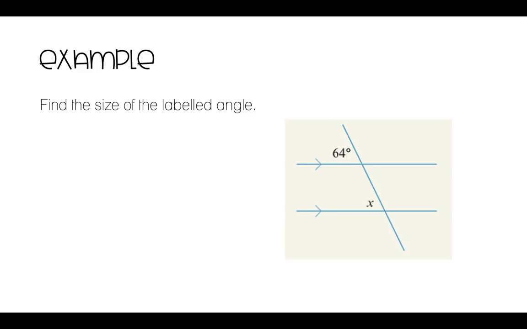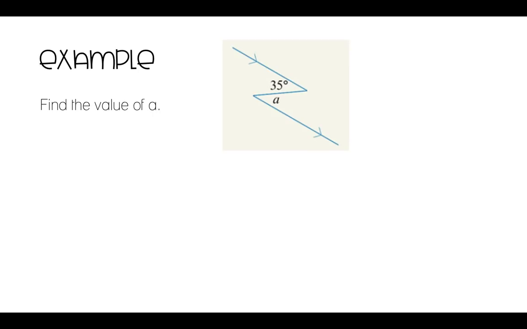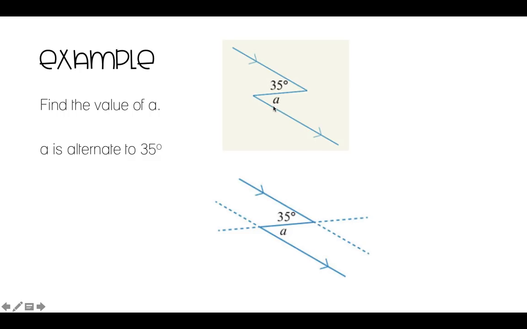Okay, so X and 64 are corresponding. That means that they are equal. So X just equals 64 degrees. And our last example, so we're going to find the value of A. Now this looks a little bit like, ooh, what? That's confusing. But if we were to draw out these lines a little bit more, we could see here that they're actually parallel lines and that these two angles here are alternate. So we say A is 35 degrees.